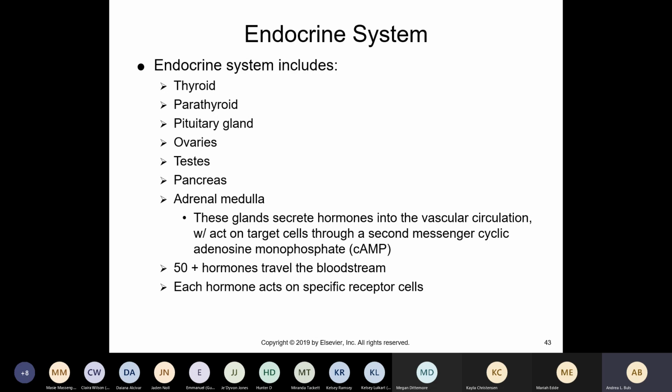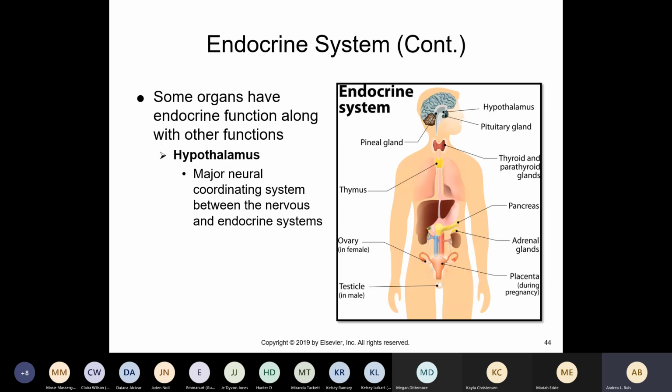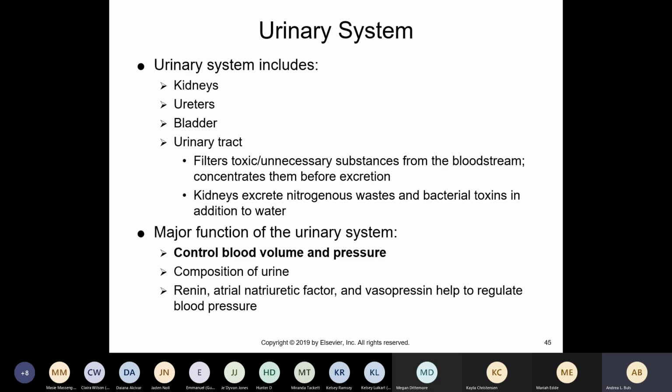Each hormone will act on a specific receptor cell. So each hormone has a job. And some organs of the endocrine system function along with other functions. So the neural system is important in this as well. They kind of work together in harmony, some of these systems.